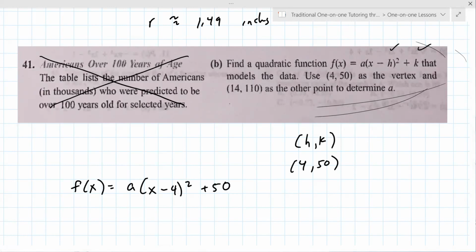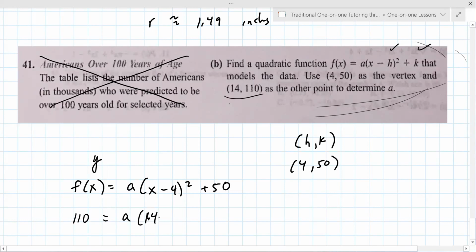Okay, now there's one constant. x is the variable. Sometimes this is written as y instead of f of x. And I sometimes ask, how many letters do you have? 1, 2, 3. So to find a, you need another ordered pair. And that's why they give you this one here. So they tell you that 110 equals a times 14 minus 4, because that's x and y, squared plus 50.